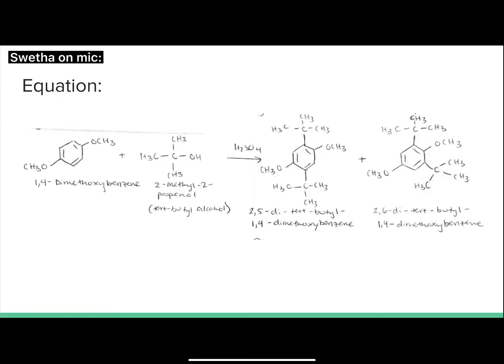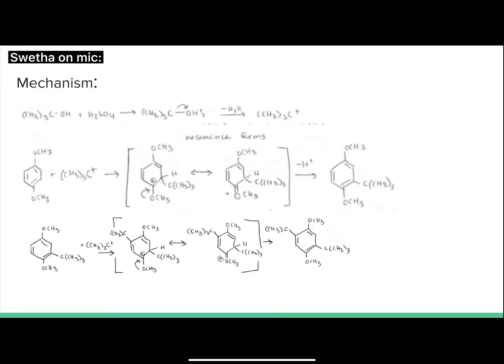The reason this is the minor product is because the tert-butyl is bulky, so it might inhibit the formation of the 2,6-ditert-butyl isomer, because then three bulky groups would be right next to each other and contribute to major steric hindrance. As you can see, the tert-butyl carbocation comes from the removal of a protonated alcohol from tert-butyl alcohol in the presence of sulfuric acid. This carbocation is easy to form because it's a tertiary carbocation.